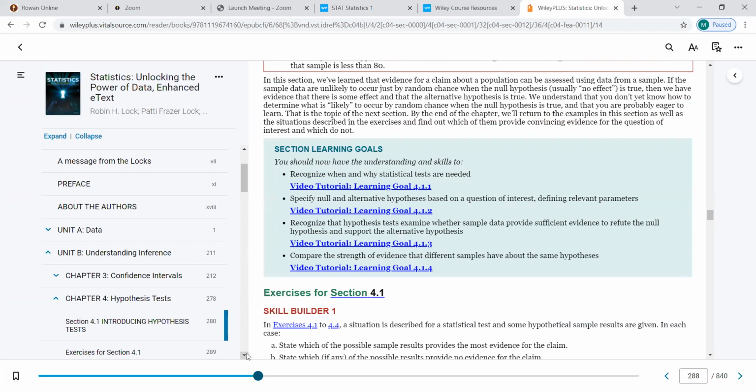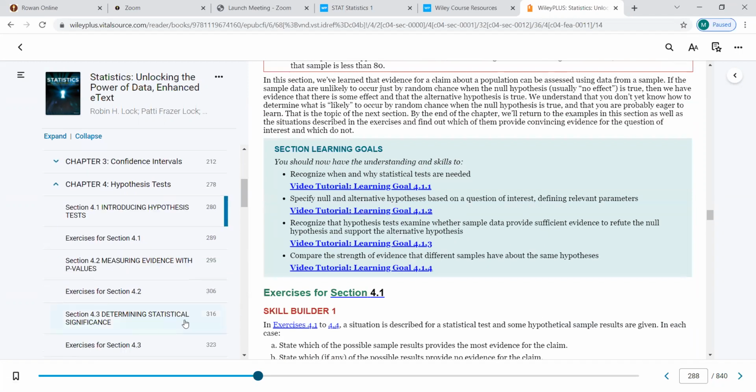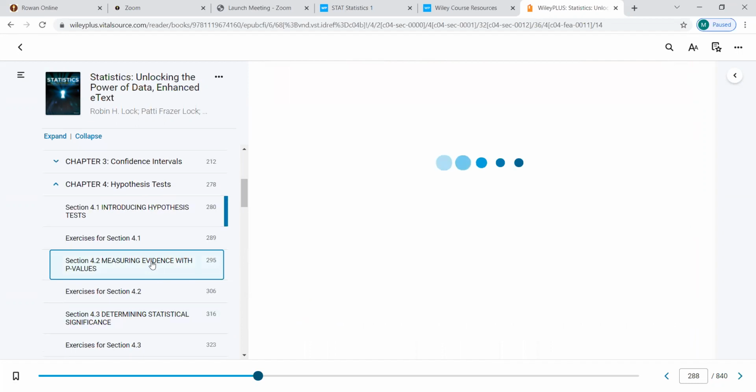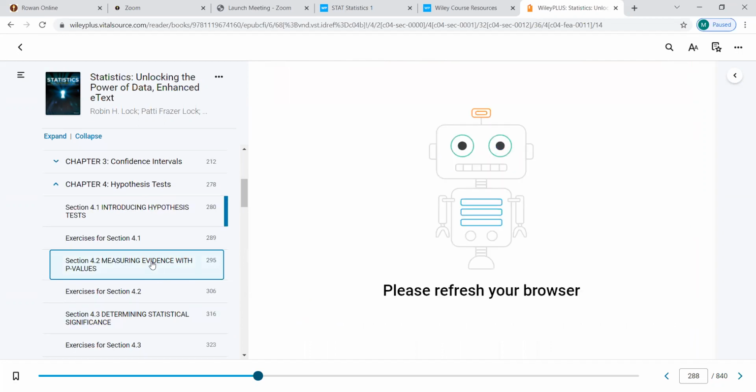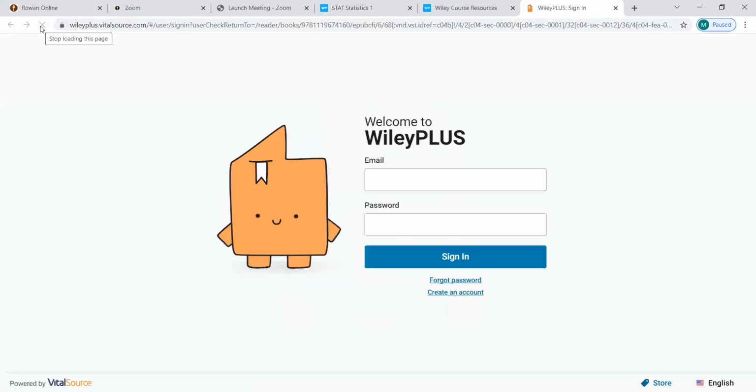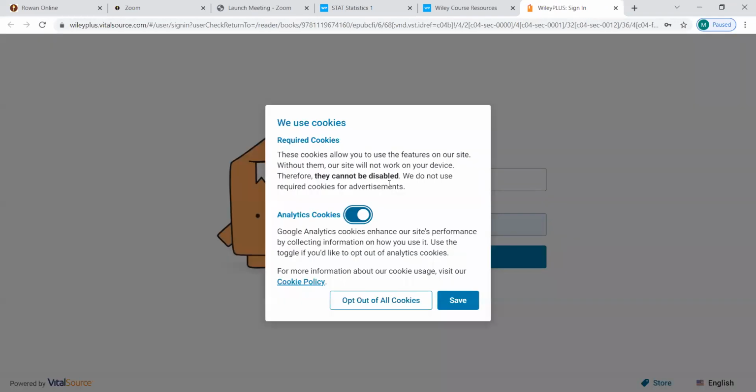Let's actually go to 4.2. This 4.2 is going to introduce a way of measuring whether we should reject the null hypothesis or not, right? It gives us a mathematical way of doing it.